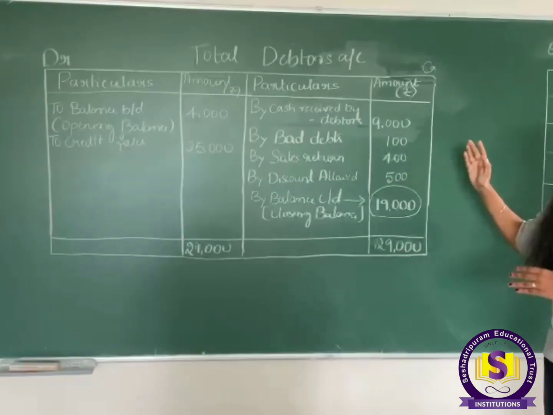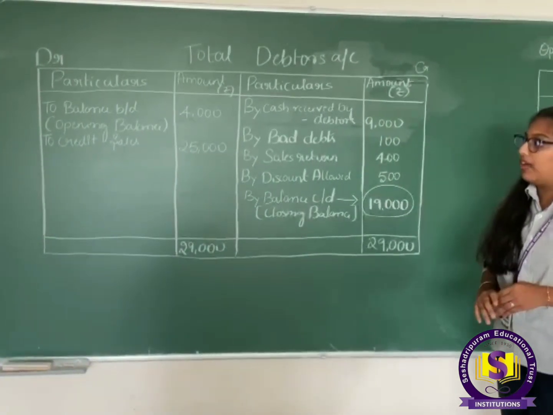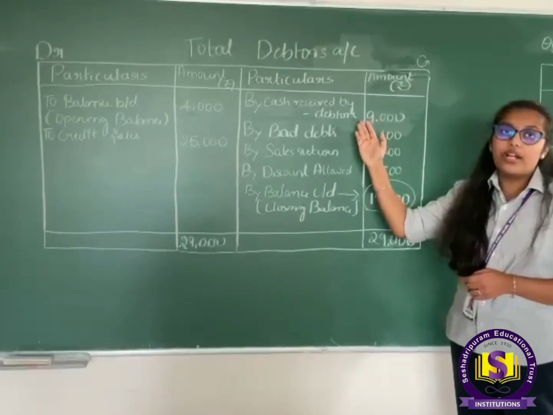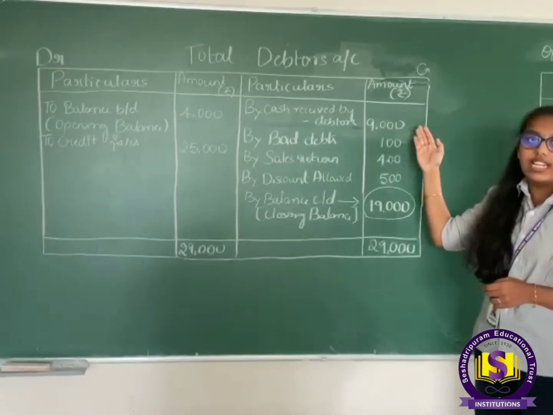Now let's come to the credit side of the total debtors account. In the question we can see that we have cash received from debtors, that is rupees 9,000.